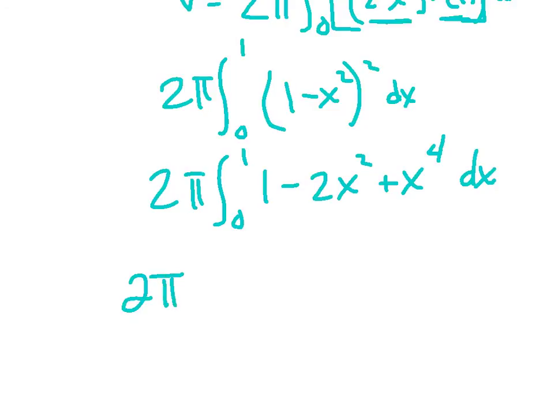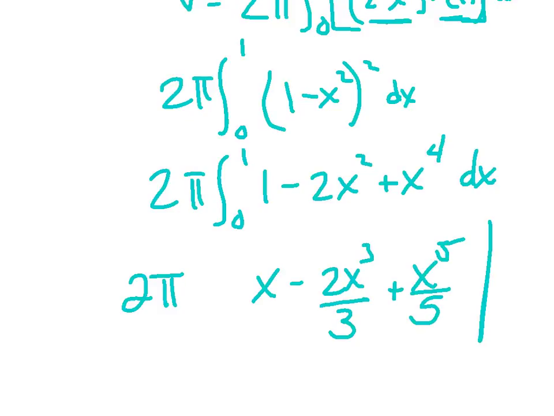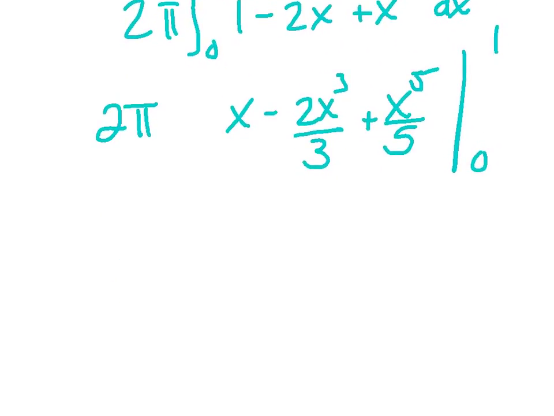Don't forget this 2 pi out front. I've got x minus 2x cubed over 3. So x to the 5th over 5. And again, if I'm going too fast for you, just slow it down and go at your own pace here. And again, the reason I think this is so much nicer is because when I plug 0 in for my lower, it's going to kill all of this out. Whereas if I had plugged in negative 1 from the previous one, it would be a lot more math. So anytime something's symmetric, that's fair game, of course.